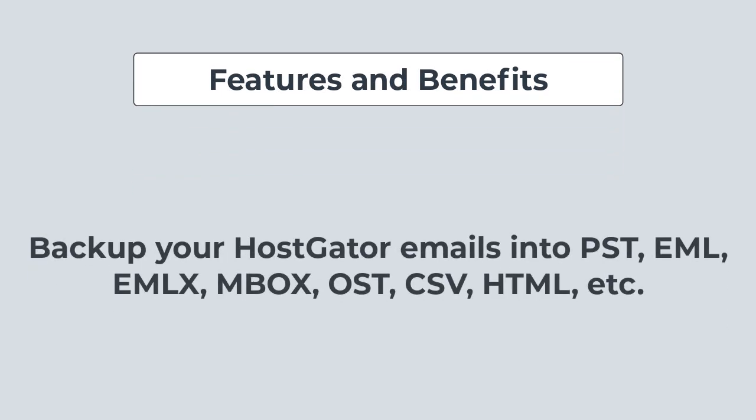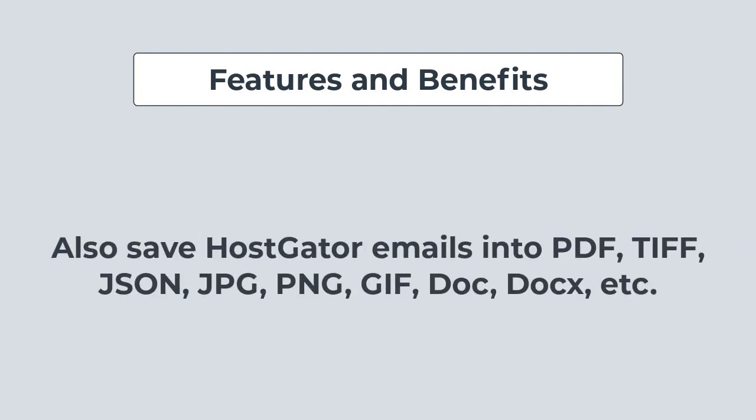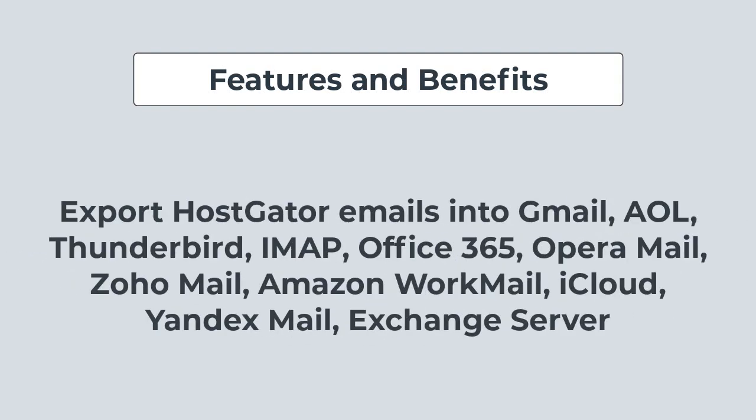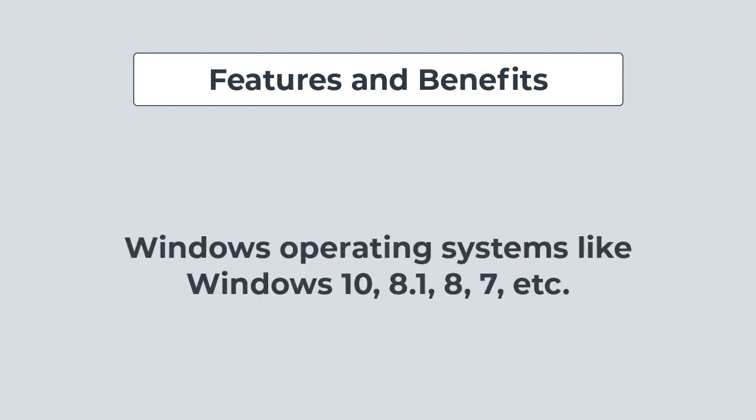It can backup your HostGator emails into different file formats like PST, EML, EMLX, MBOX, OST, CSV, HTML, etc. You can also save HostGator emails into various image and document formats such as PDF, TIFF, JSON, JPG, PNG, GIF, DOC, DOCX, etc. The software exports HostGator emails into Gmail, AOL, Thunderbird, IMAP, Office 365, Opera Mail, Soho Mail, Amazon WorkMail, iCloud, Yandex Mail, Exchange Server, and other email clients. It is supported by different Windows operating systems like Windows 10, 8.1, 8, 7, etc.